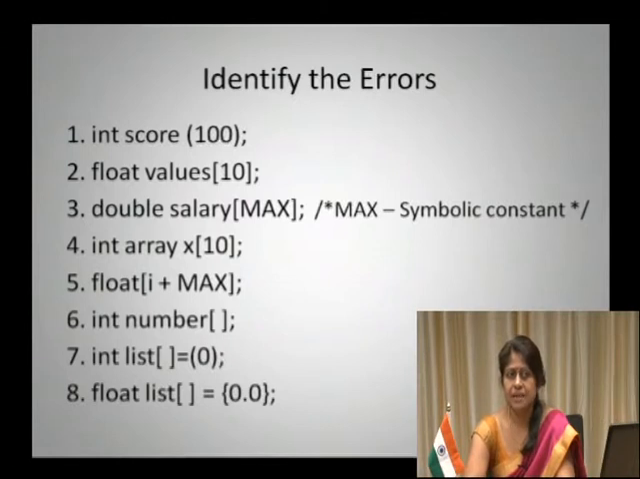The next example, as you see, that is the 8th example, that is float list, again an empty square parenthesis, which is right, equal to, and within flower parenthesis we are giving one value 0.0. So, it means that we have a list array which consists of one array element. So, your list of 0 will be initialized with the value 0.0.